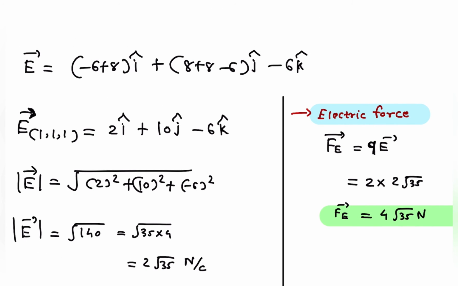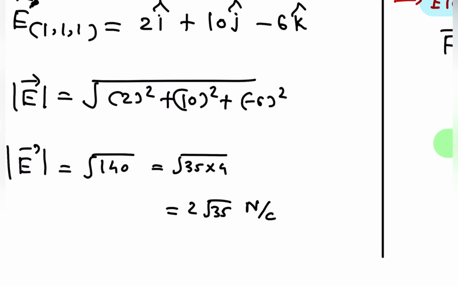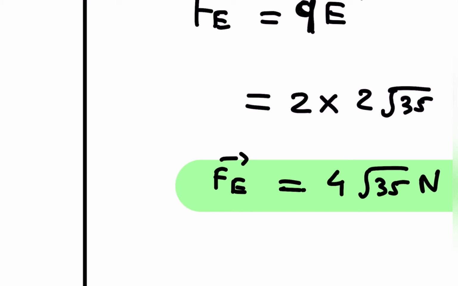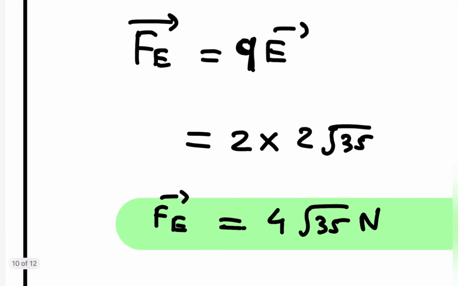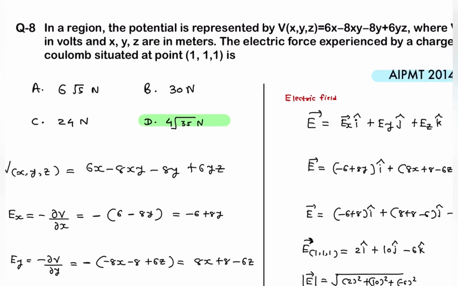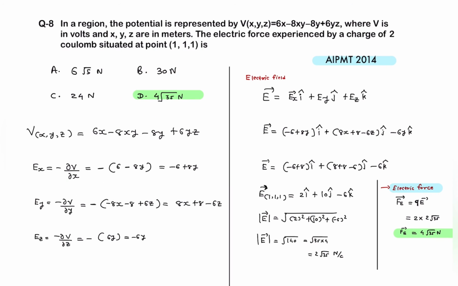In the question they ask for the electrostatic force on the charge Q equal to 2 coulomb, which is given. So Fe, the electrostatic force or electric force, is equal to Q into E, and the magnitude of E is 2 into square root of 35. The charge is 2 coulomb and the electric field is 2 into square root of 35, so 4 under root 35 Newton. That much is the electrostatic force experienced by the charge when it is placed in the electric field. So option D is correct. That was asked in AIPMT 2014.